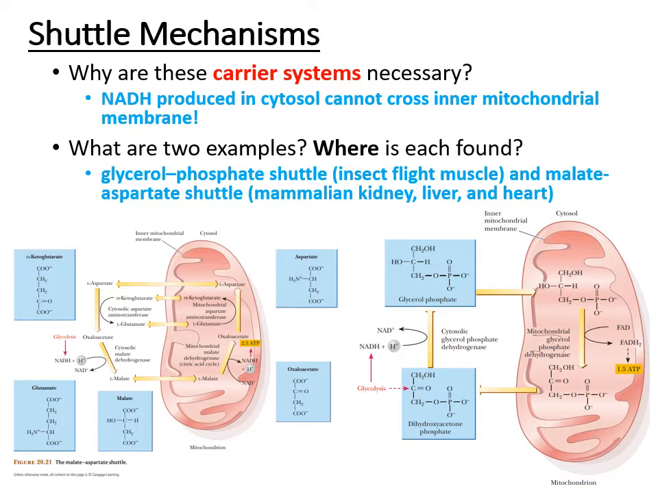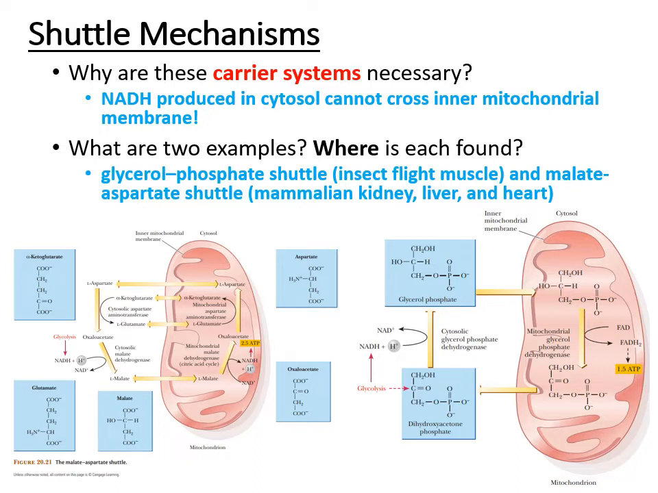The first one, the glycerol phosphate shuttle, will use an FAD-dependent enzyme that's found on the mitochondrial membrane to oxidize glycerol phosphate. It's basically a mechanism for transferring electrons from NADH in the cytosol to FADH2 in the mitochondria.